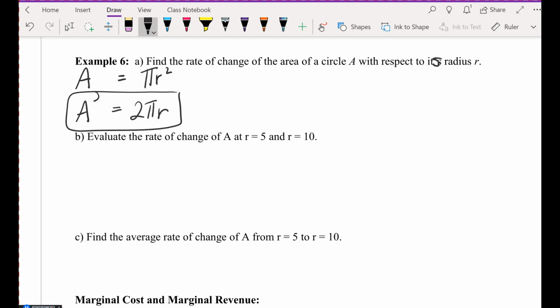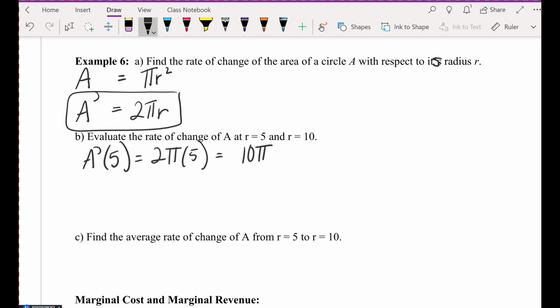Evaluate the rate of change of A at r equals 5 and r equals 10. What do I mean by that? Plug in that for which, A or A prime? A prime. Very good. So A prime at 5 is 2 pi times 5, which is really 10 pi.